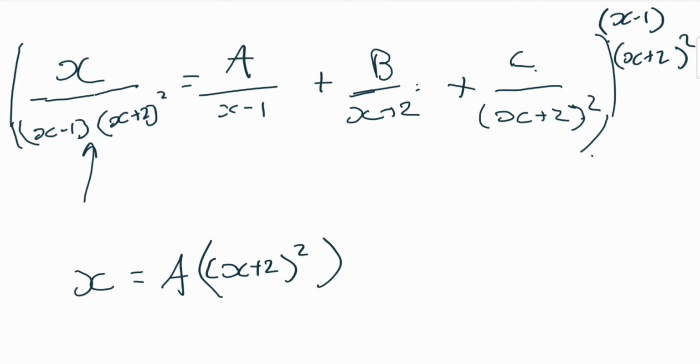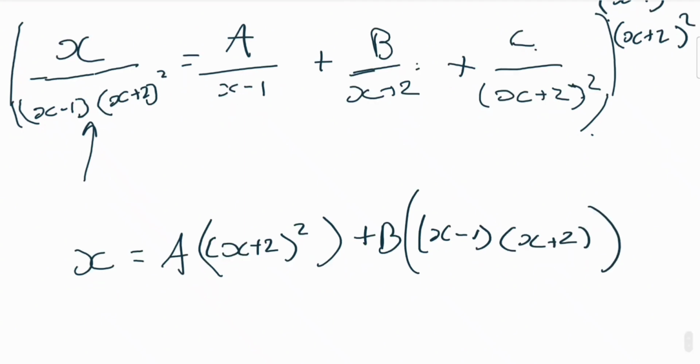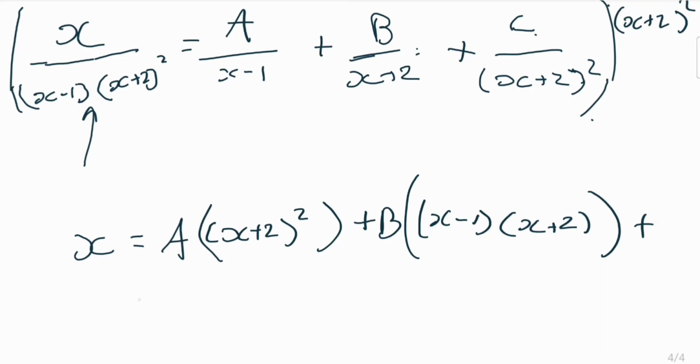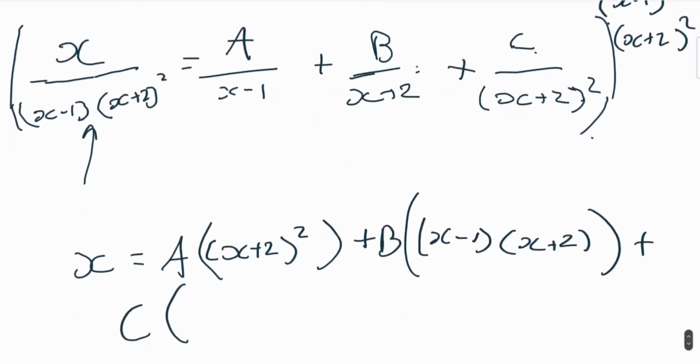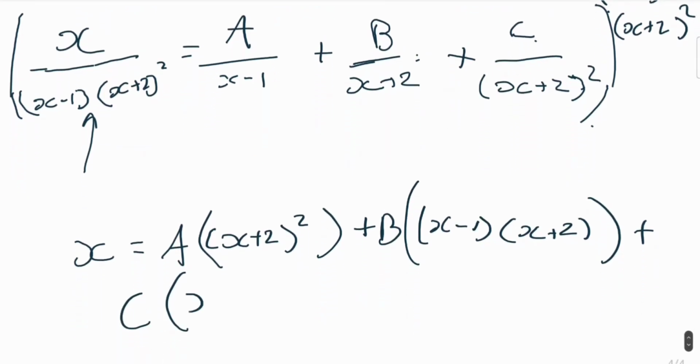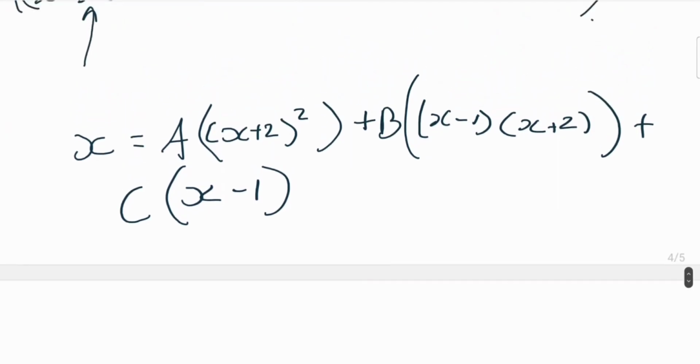Now this is going to become x is equal to a times x plus 2 squared, okay, plus b multiplied, watch this, x minus 1 times x plus 2, and then all of this plus c times x minus 1. Great. So now we can go and look for x values.